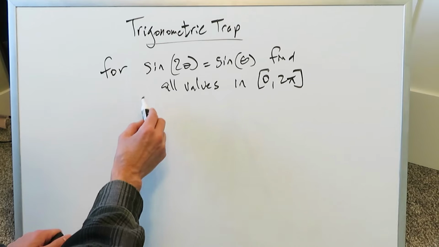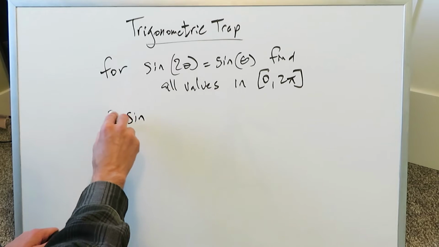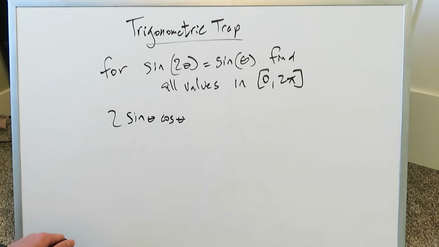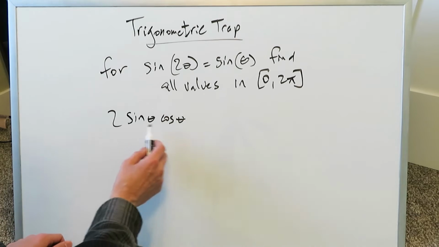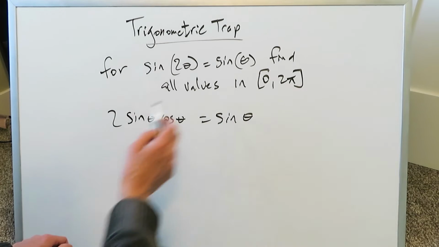Look what I do over here. Sine 2 theta is a trigonometric identity which is really equal to 2 sine theta cosine theta. Remember that identity, sine 2x is equal to 2 sine x cosine x. Well, that's exactly what we're talking about. And then you know it's equal to this on the other side.